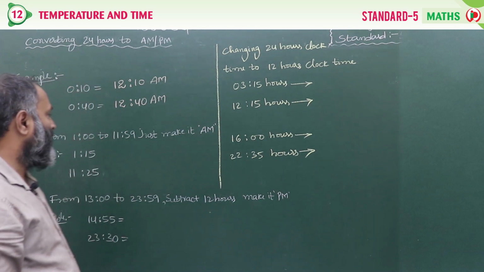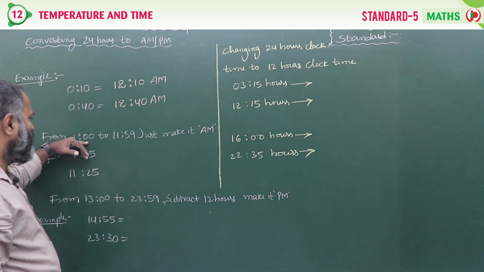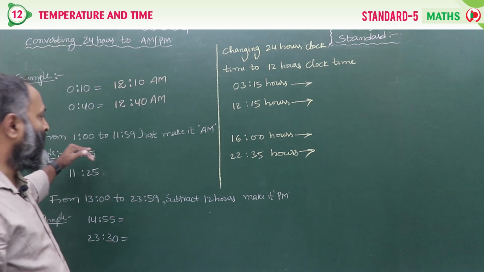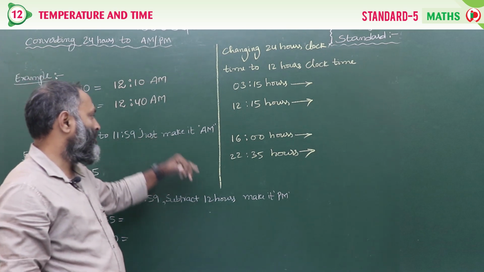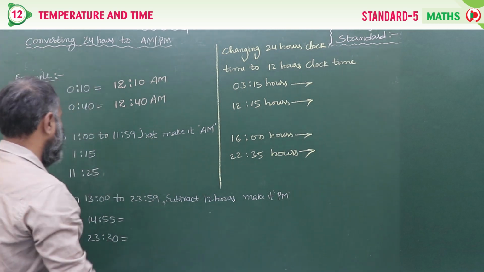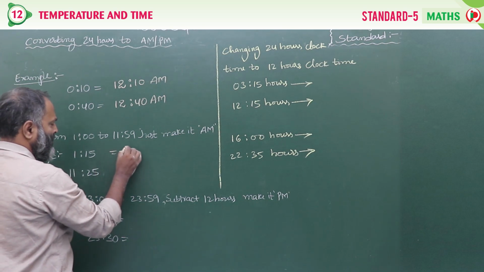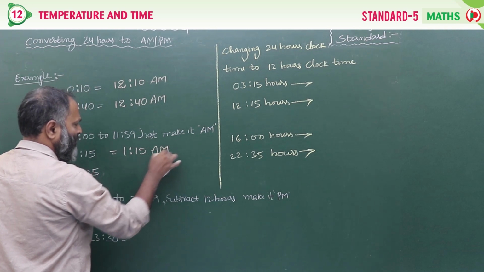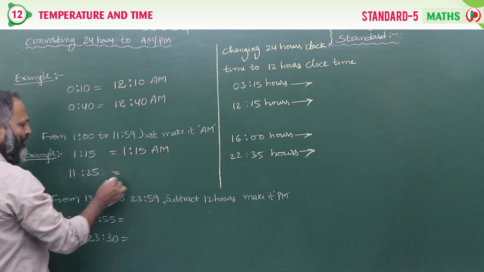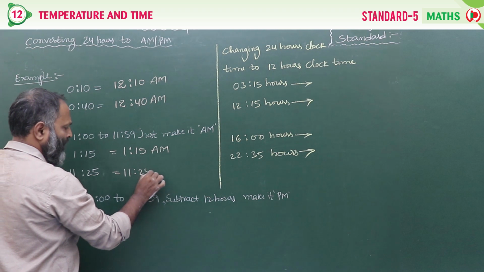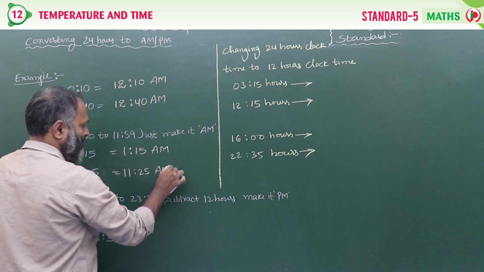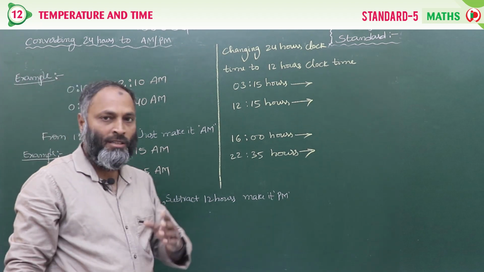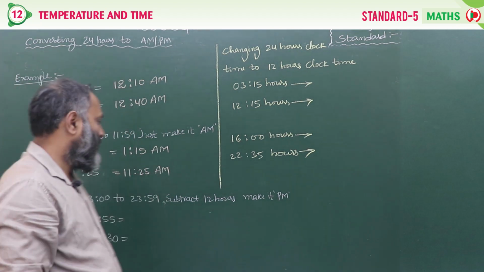Then after that, from 1 to 11:59, if in 24 hours it shows 1 to 11:59, just make it AM. So 1:15 means 1:15 AM. Here 11:25 means 11:25 AM. Till 11:59 it is AM, so write AM there.